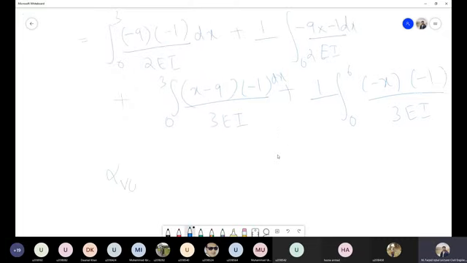So alpha VH. What will be this first integral? 13.5. The second one is also the same, so it will be 13.5. What will be the third one?